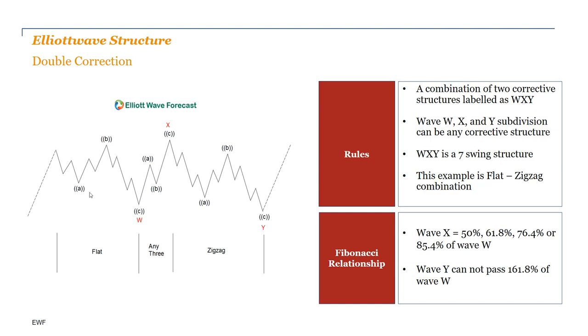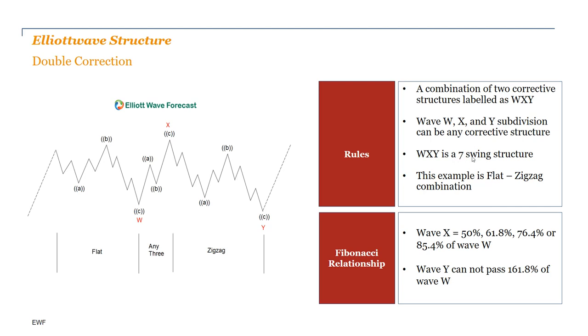In this particular case, you can see that with W, with X, and with Y, the subdivision of each leg can be any corrective structure. So there are a couple of corrective structures. Now the WXY itself is a corrective structure, but it is a combination of two corrective structures. WXY is nothing more than two corrective structures combined together into a bigger corrective structure that we label as a WXY. So it is a 7-swing structure.